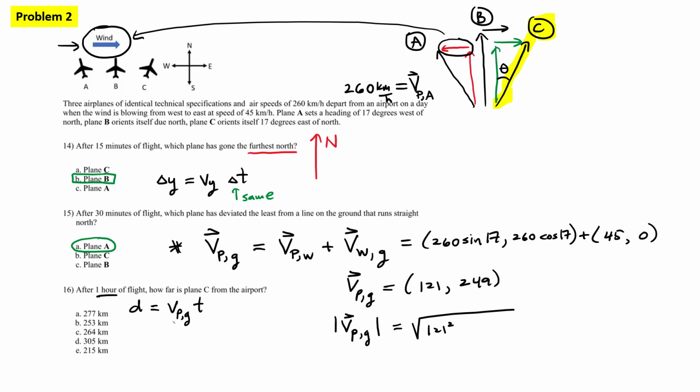So I do 121 squared plus 249 squared. Take the square root of that. I get approximately 277 kilometers per hour when I do that. All right, and now you're simply multiplying this by 1 hour. So if I multiply that by 1 hour, I'm going to get 277 kilometers per hour multiplied by 1 hour, which gives me a total distance of approximately 277 kilometers.